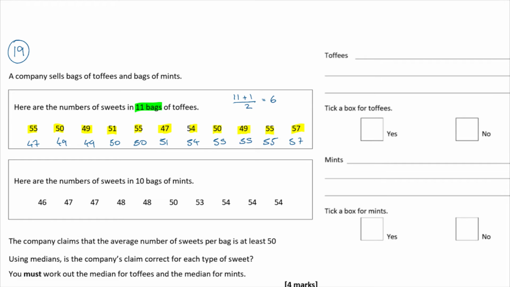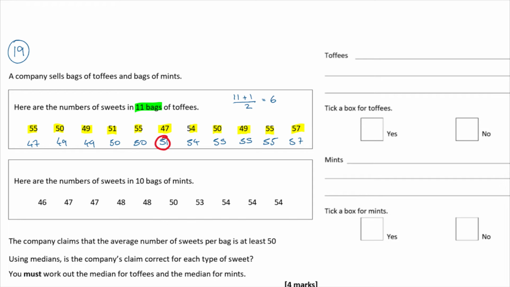So it's the 6th bag. Counting in from either end, 6 jumps. So 1, 2, 3, 4, 5, 6. You can see that the median there is 51. You can also count in from both ends until you meet in the middle. That also works. So the median of those is 51.